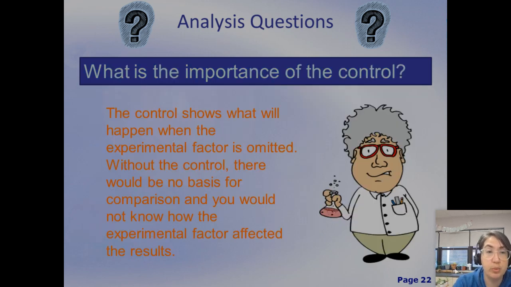What's the importance of the control? The control shows what will happen when the experimental factor is omitted or not there. Without the control, there's no basis for comparison, and you would not know how the experimental factor affected the results. Think about our plants, right? The greatest amount of fertilizer caused a growth rate of only 10 centimeters compared to our water group, which was 15 centimeters. We might not have known just how negative an impact high concentrations of fertilizer would be if we didn't have the control group to compare it to.